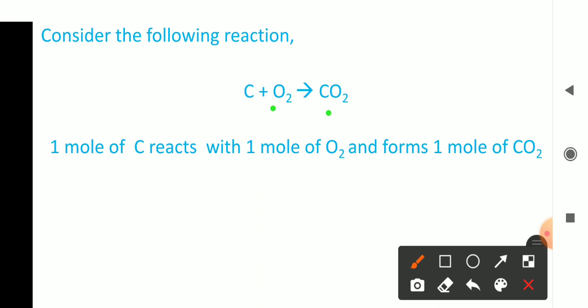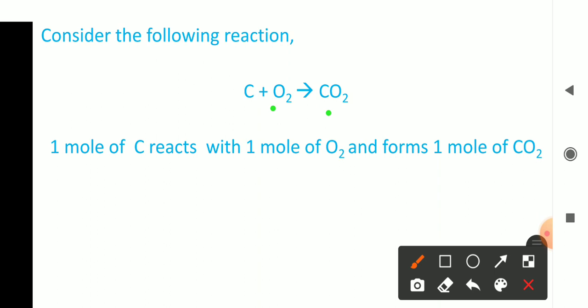So dear students, this is the actual way of reading a chemical equation. We should not simply read it as carbon C plus O2 gives CO2. That is not the actual way of reading a chemical equation. We have to read it as 1 mole of carbon reacts with 1 mole of oxygen and forms 1 mole of carbon dioxide. Actually, that is the right way of reading a chemical equation. Is it clear, students?